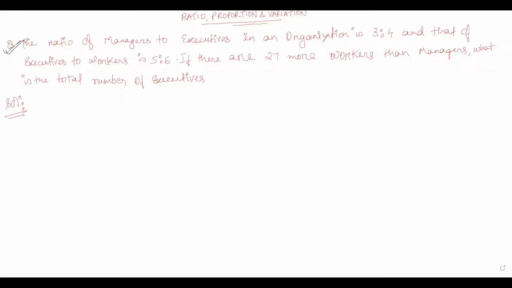Okay, so let us see this question. The ratio of managers to executives in an organization is 3:4, and that of executives to workers is 5:6. So if there are 27 more workers than managers, then what is the total number of executives? So the ratio of managers to executives is given to be 3:4, and that of executives to workers is given to be 5:6. Since here executive is 4 part and here it is 5 part, I need to make the part same in both these ratios.